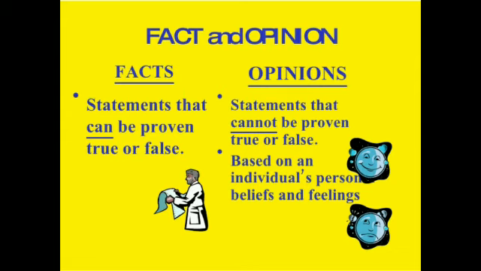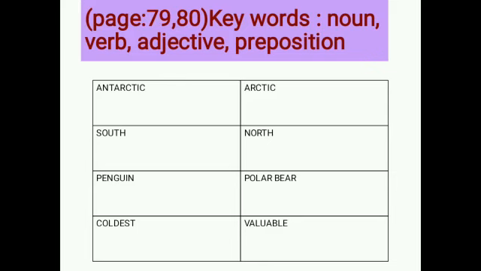What are facts and opinions? A fact can usually be proved, whereas an opinion, although it sounds real and convincing, is what someone feels or believes. Read the factual information on polar regions about the Arctic and Antarctic on pages 79 and 80 and try to list out the keywords only. The keywords could be a noun, a verb, an adjective, or a preposition.